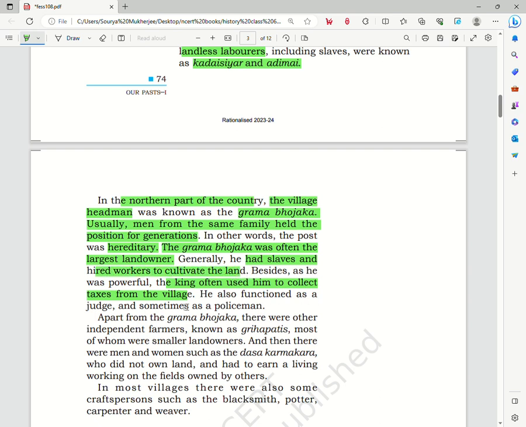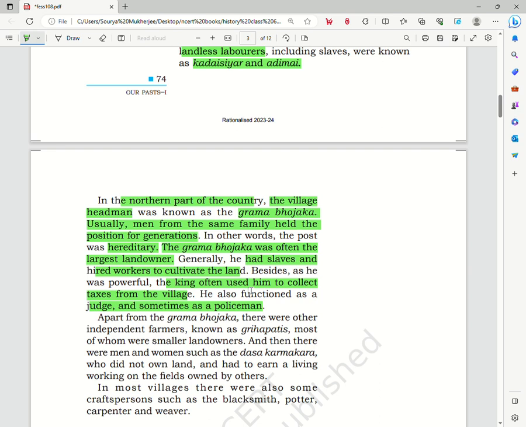He also functioned as the judge and sometimes as the policeman. So we see that the Gram Bhojaka, as he had a large area of land under his control, used the slaves and the landless laborers to work on his fields. Now, the Gram Bhojaka himself did not do the manual agricultural work. He hired these people to work on the fields, plant the crops and maintain the agricultural works and so on.